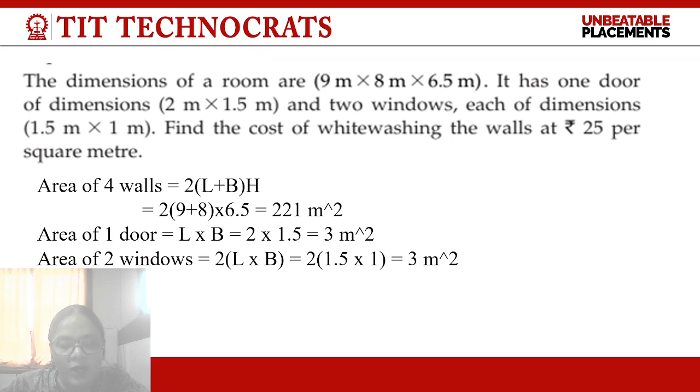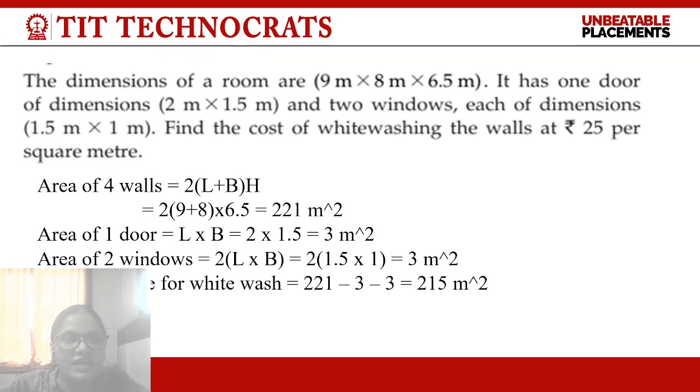Now, for whitewashing, the area which is available for whitewash, we'll calculate that area by deducting the area of window and doors from the total area of four walls. So the area available for whitewash is area of four walls minus area of door minus area of two windows. So the area which is left is 215 meter square and this is the area which we will whitewash.